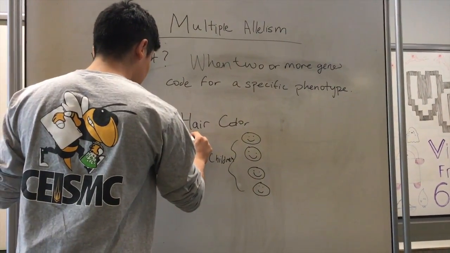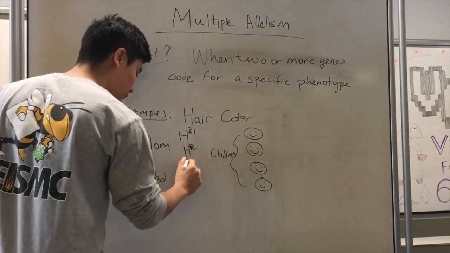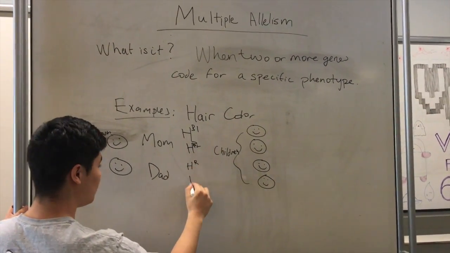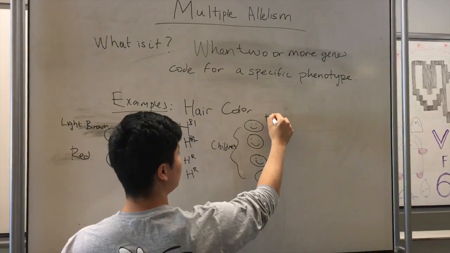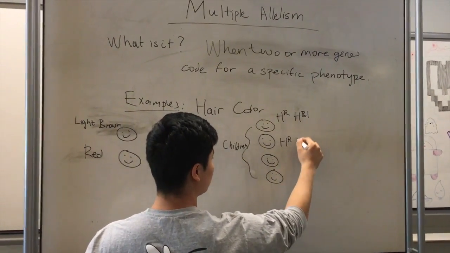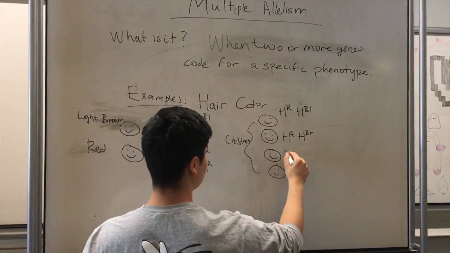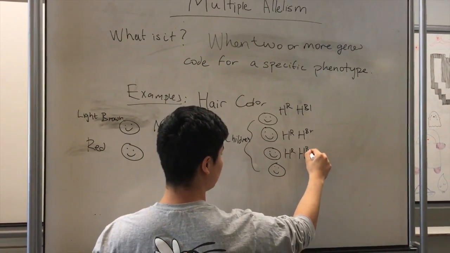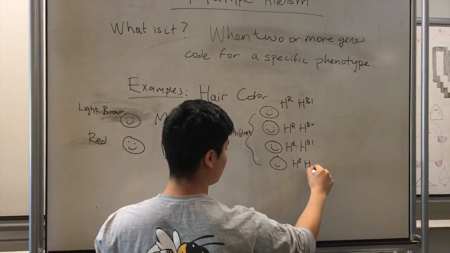For example, we could look at hair color, where the mom has light brown hair, with possibly a blonde and a brown allele, and the father has red hair with two red alleles. In this situation, the children can get an array of different hair colors depending on the various alleles that they receive from their parents.